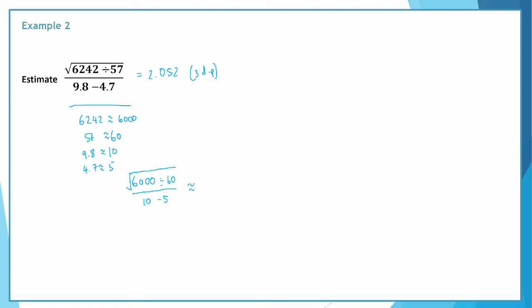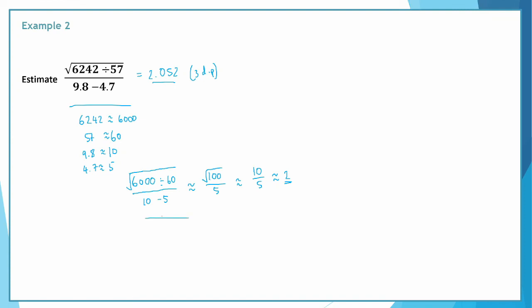We have to use our squiggly equals because we're doing an estimation. So 6,000 divided by 60 becomes 100. And we keep our square root sign. 10 minus 5 is now a lot simpler to work out, so that becomes 5. The square root of 100 is, of course, 10, divided by 5, and this gives us an estimation of 2. You can see how close this is to our original answer of 2.052. It's only 0.052 of difference, and we've made the sum a lot easier.